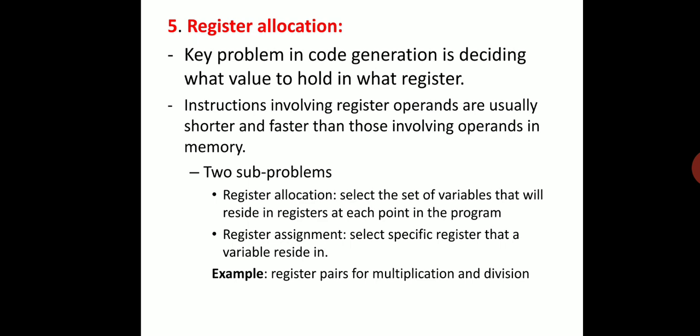Register allocation. Just now we discussed that it is a very important point, because execution of a register operand is faster as compared to a memory operand. And the key problem in code generation is deciding what value to hold in what register, because we have different variables and a smaller number of registers available. So the problem arises of what value we need to store into which register. That problem is further divided into two sub problems, register allocation and register assignment. Register allocation is nothing but selecting the set of variables that will reside in registers at each point in the program.